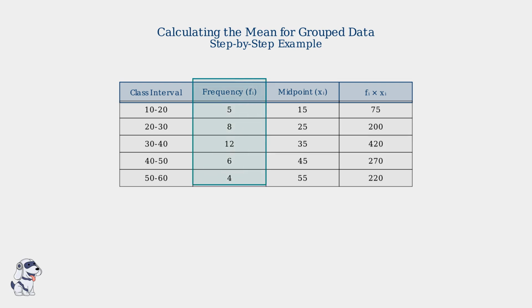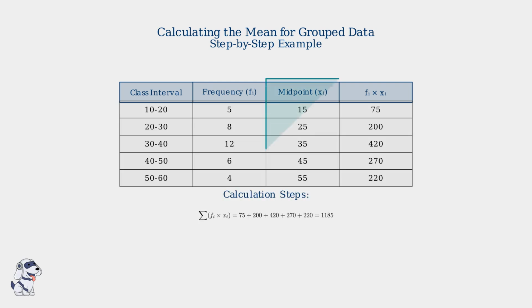Notice how each midpoint is calculated as the average of the class boundaries. For example, the midpoint of class 10 to 20 is 15, and the midpoint of class 20 to 30 is 25. Now let's calculate the mean step by step.